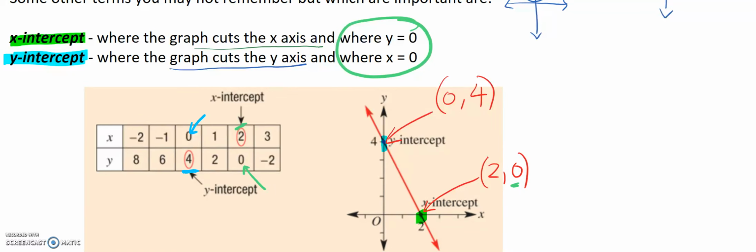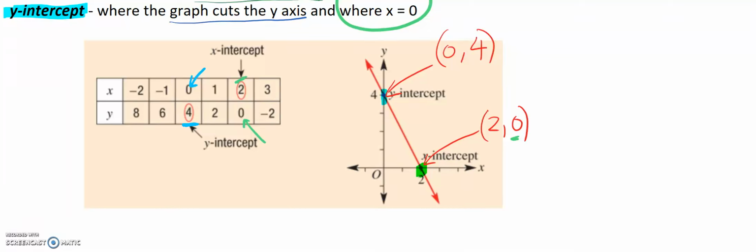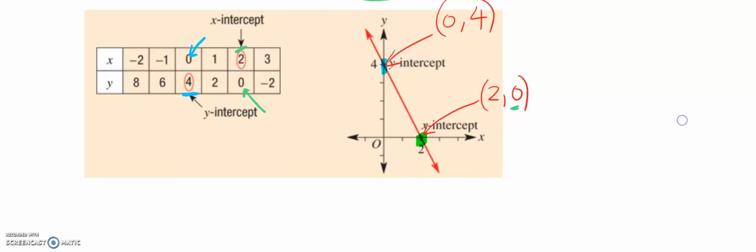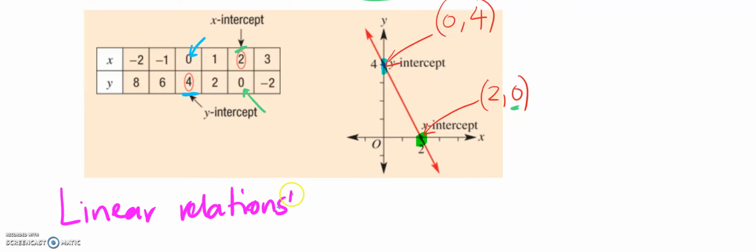So there are a few ways of showing linear relationships, and there are a few methods on how we can draw the straight line. So what we need to remember so far is that a linear relationship gives us a straight line.